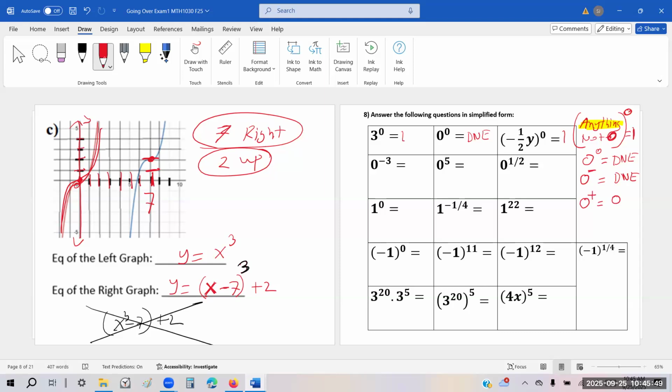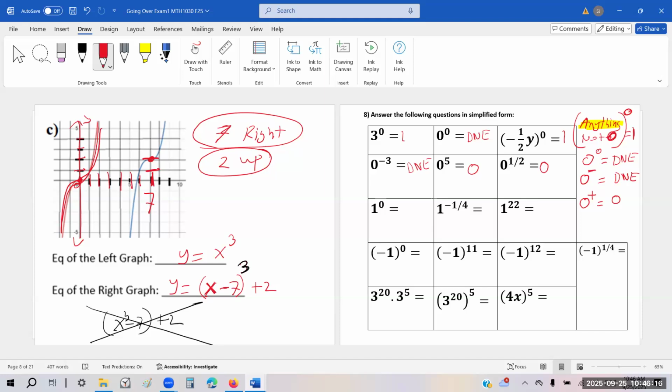So what is 0 to the -3? DNA. What is 0 to the 5? Still 0. What is 0 to the 1/2? Still 0. The 5 and 1/2 are positive numbers. We don't care whether they're fractions or whole numbers. As long as they're positive, your result will always be 0.